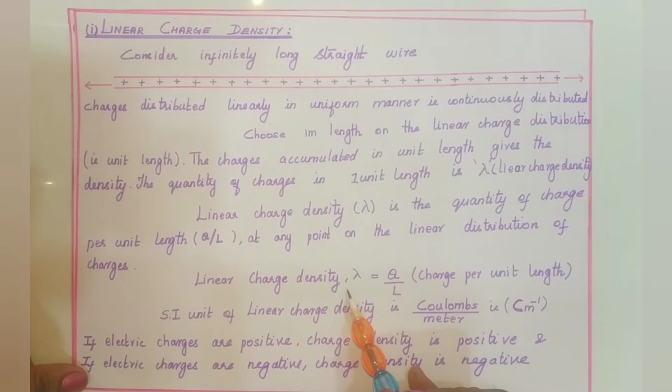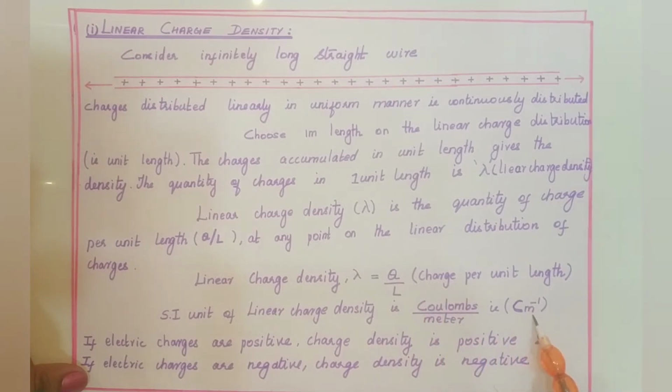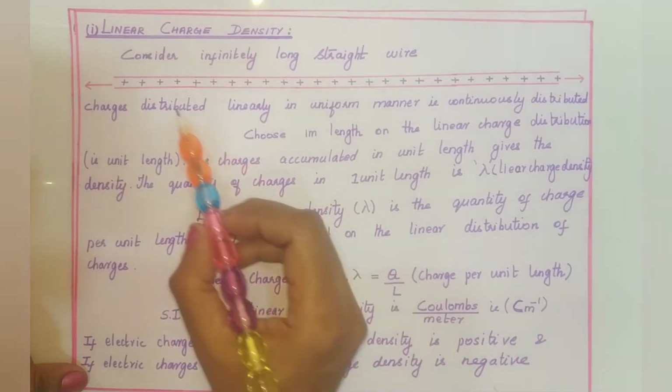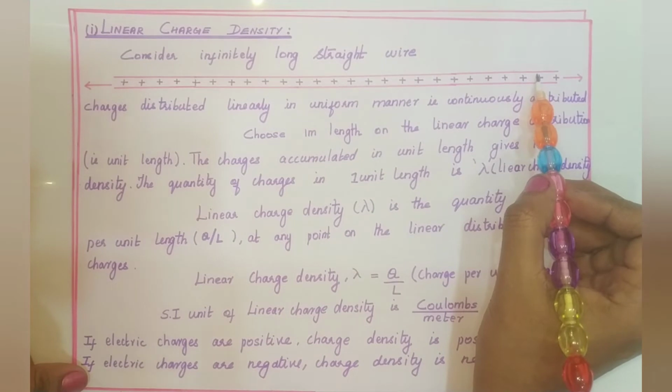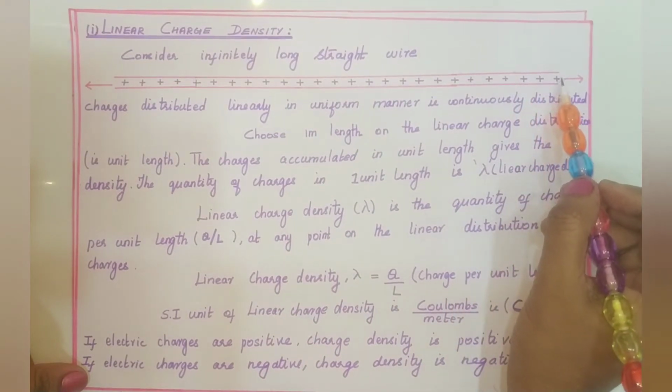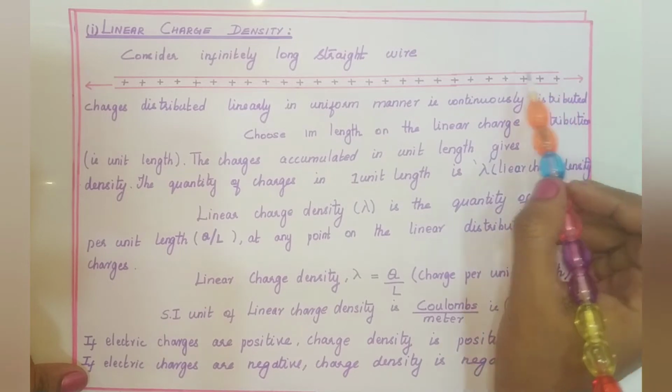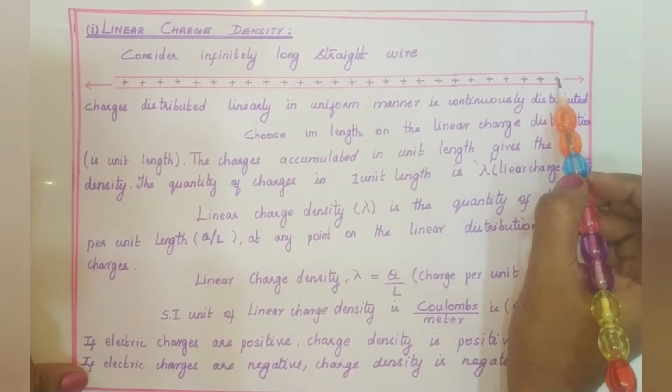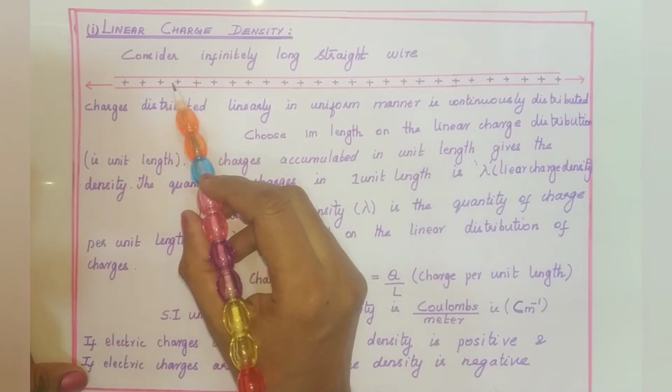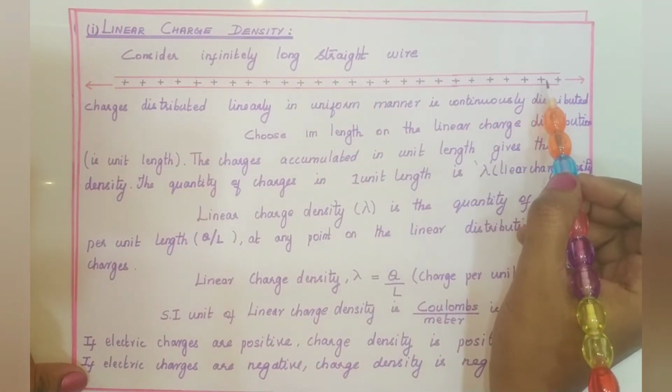Linear charge density lambda is given by Q by L, that is charge per unit length, the quantity of charge accumulated in unit length. And SI unit is Coulomb per meter. Coulomb for charge and meter for length, Coulomb meter inverse. And if the charges are positive, then charge density will also be positive. Density is the accumulation of charges. So if the charges are positive, the density will be positive. And if the charges are negative, the charge density will be negative.